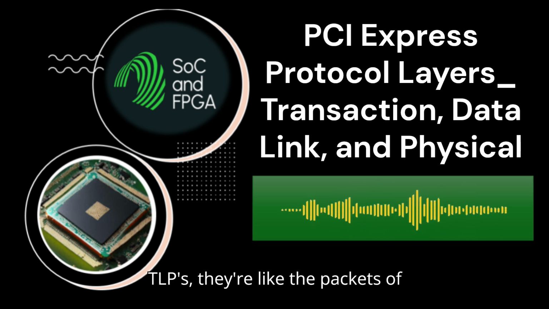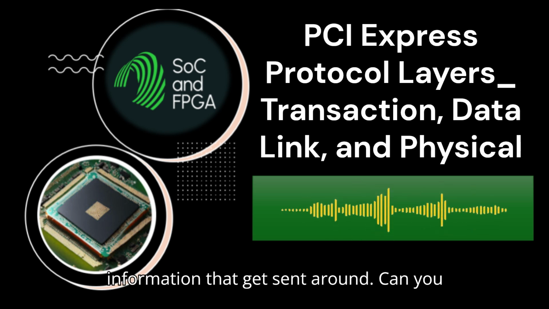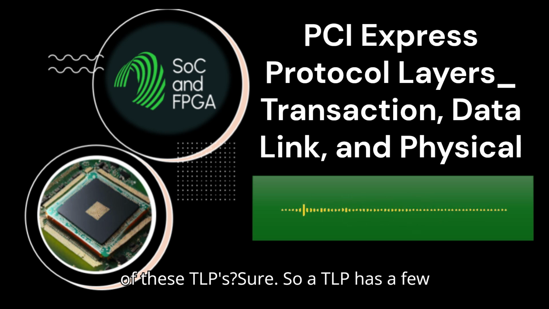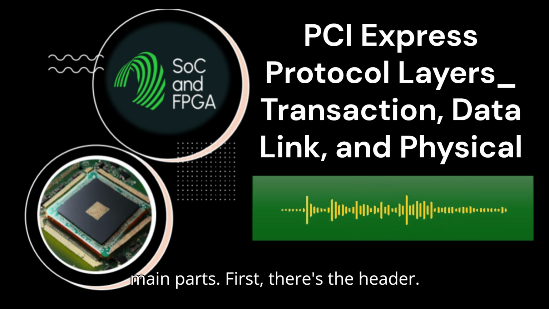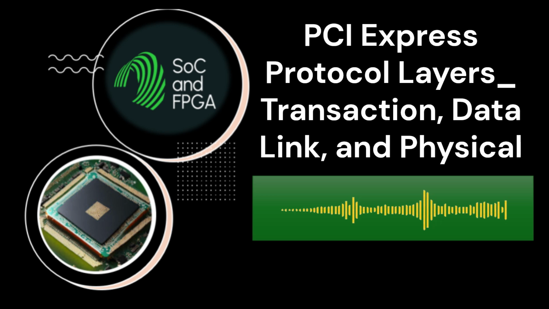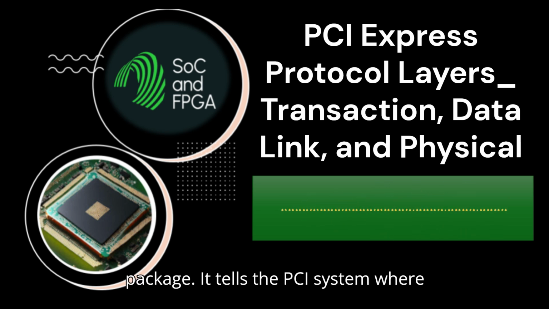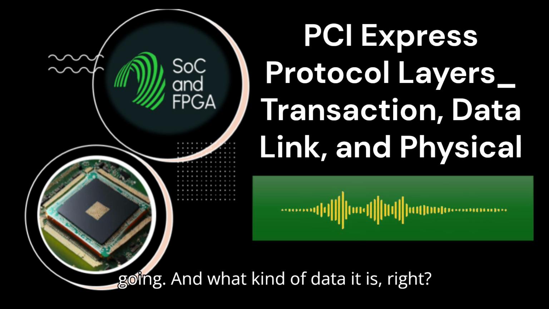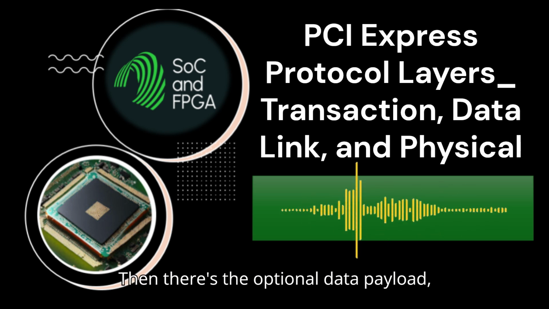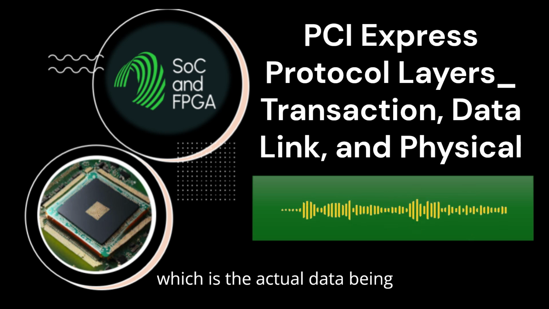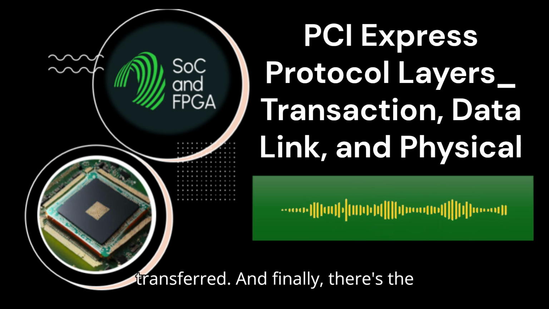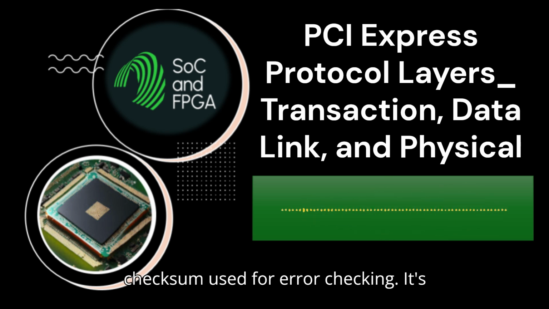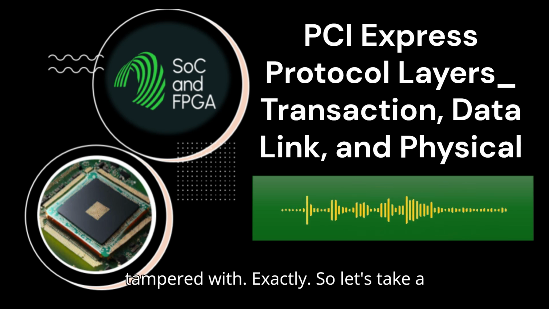So these TLPs, they're like the packets of information that get sent around. Can you break down what actually goes inside one of these TLPs? Sure. So a TLP has a few main parts. First, there's the header. This is like the address label on a package. It tells the PCI system where the data is coming from, where it's going, and what kind of data it is. Then there's the optional data payload, which is the actual data being transferred. And finally, there's the optional TLP digest, which is basically a checksum used for error checking. It's like making sure the package hasn't been tampered with.